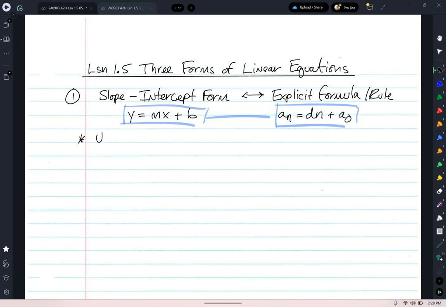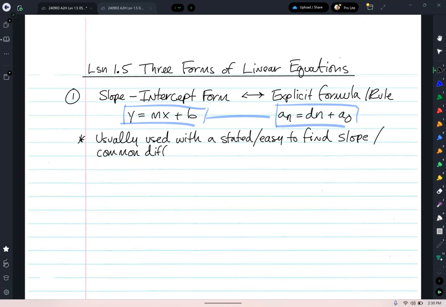So this format, this slope-intercept explicit formula, is usually used with a stated or easy to find slope or common difference and a clear y-intercept or 0th term.